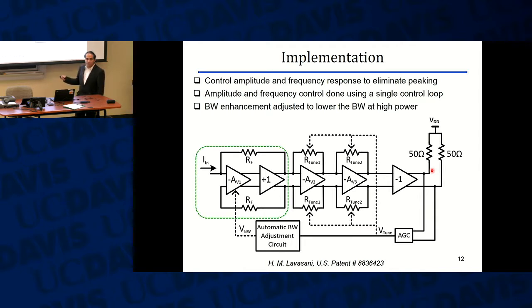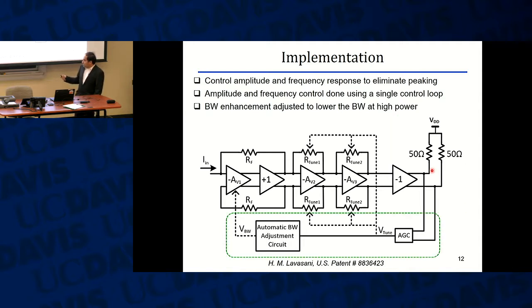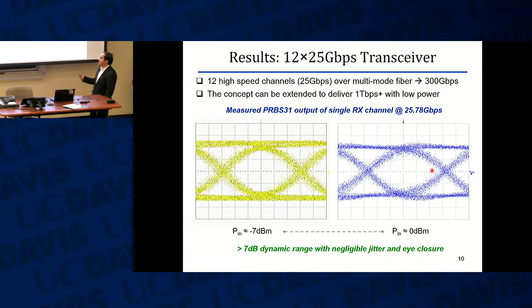This is a very simple design of a transimpedance amplifier that works up to 25 gigabits per second. It has three sections. The first section is a transimpedance amplifier, followed by two stages of gain and the buffer. What I want to emphasize, at the bottom, is the automatic gain control loop. This automatic gain control loop not only adjusts the gain of these amplifiers, but also has an additional component that adjusts the bandwidth. So this was done at 25 gig, and we were able to demonstrate a 25 gigabit eye very easily, with a wide dynamic range of almost 7 dB in power.